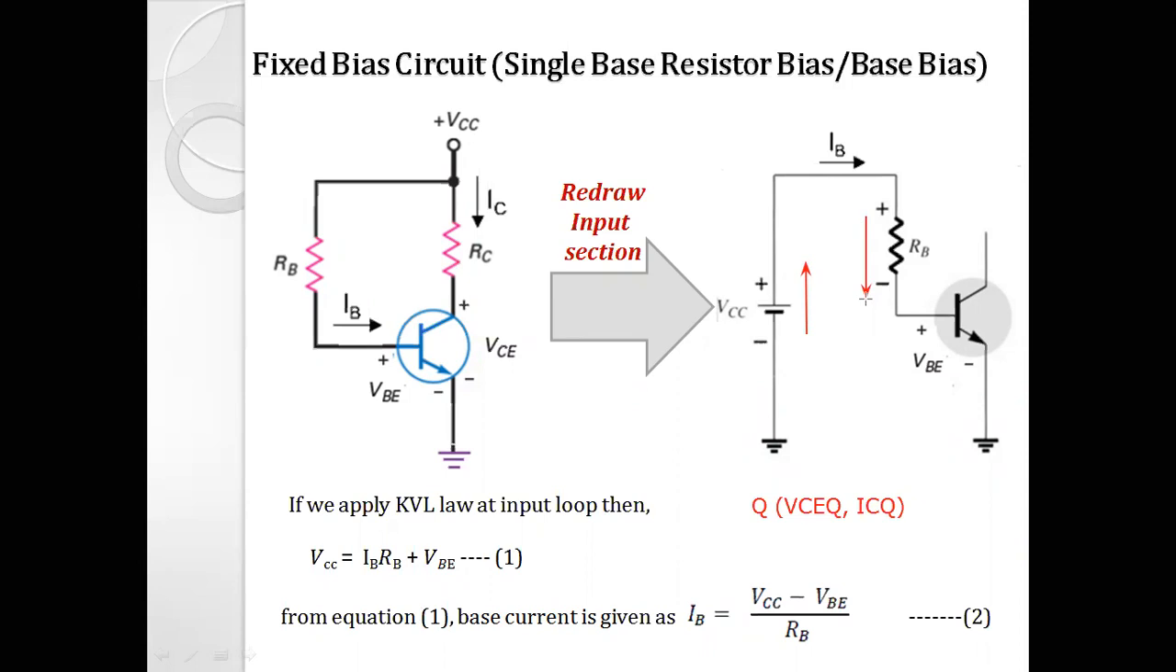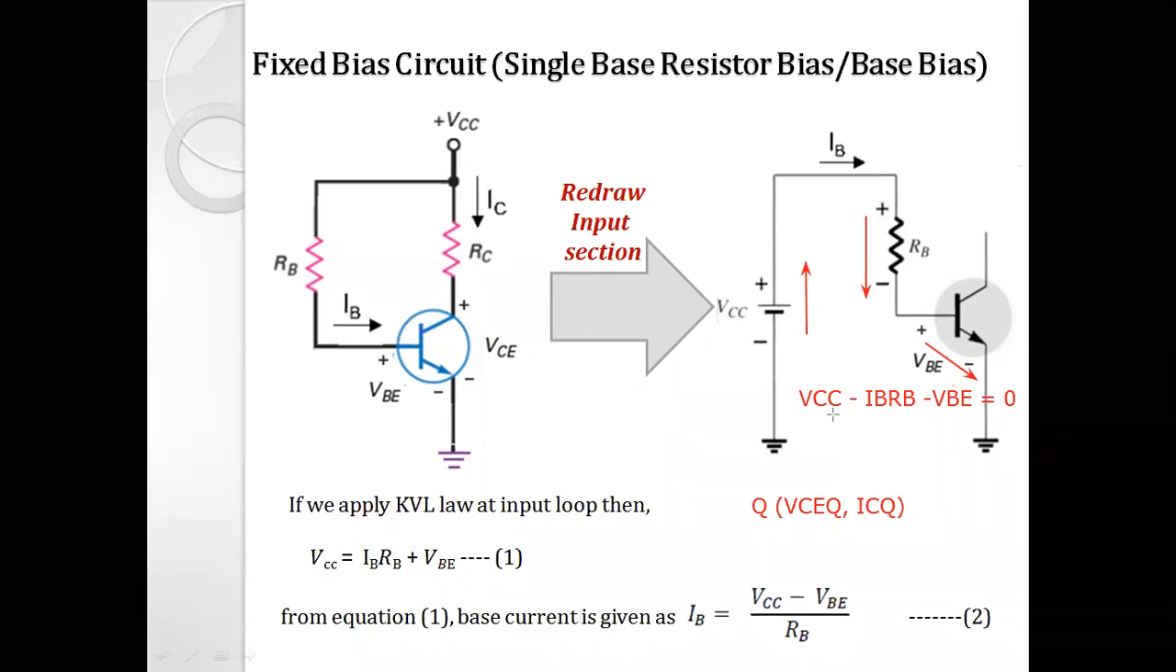the RB resistor, defined as IB into RB. But as you can see that we are moving from the positive terminal to the negative terminal, that voltage drop is in the negative form. And going from this positive base terminal to the negative emitter terminal, the voltage drop between base and emitter is equal to minus VBE, right? So the equation is VCC minus IB RB minus VBE is equal to 0. That is what we get when we apply KVL at the input section, right?